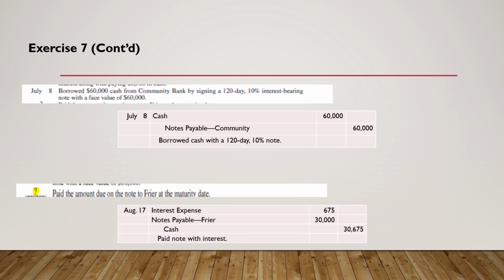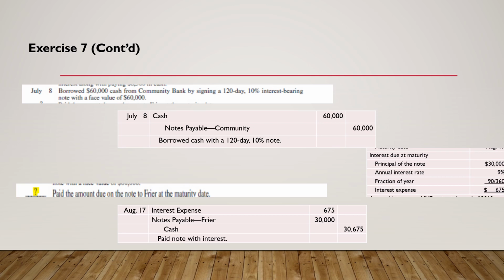As you can see here on August 17th, debit interest expense by how much? 675, as we previously calculated in the previous slides, when we multiply the principal of the note, $30,000, times the annual interest rate, 9%, times the fraction of the year, since the duration of the note is 90 days, so 90 days over the 360 days of the year. As it's stated in the problem, assume that the days of the year are 360 days. This gives the interest expense of $675.